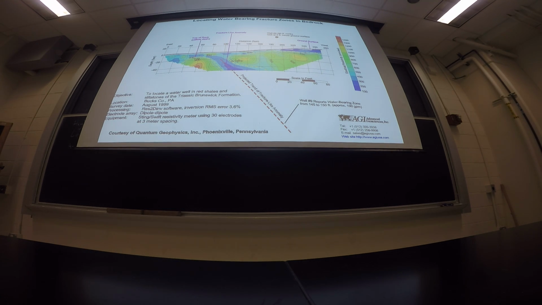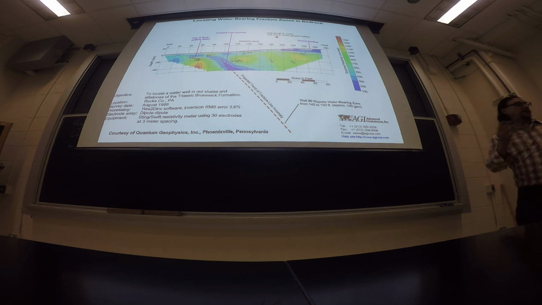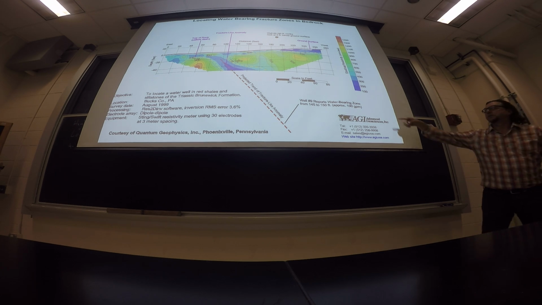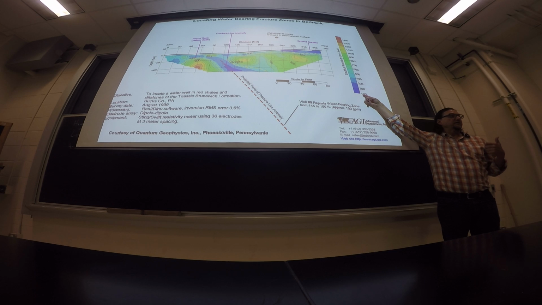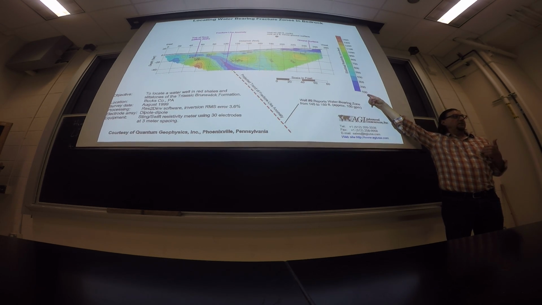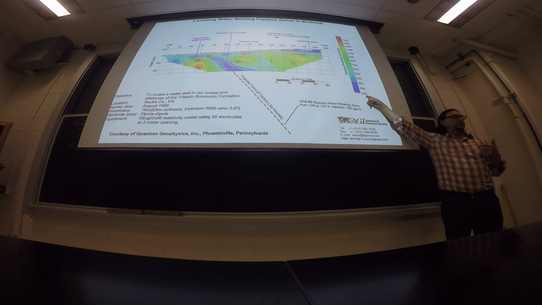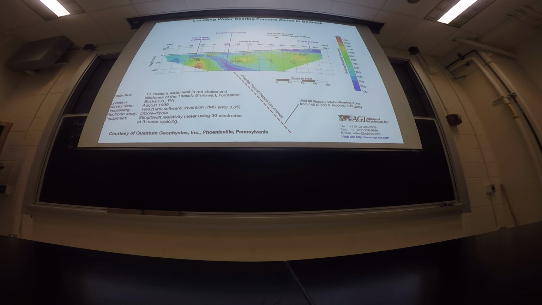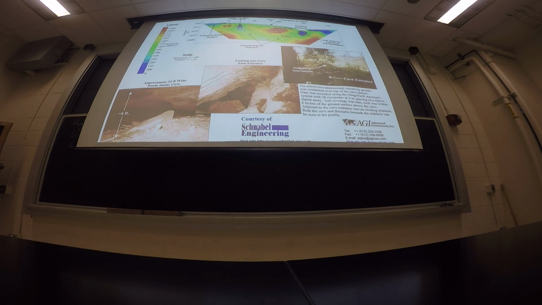Yes, it's electrically conductive, so that means it has more fluid. This is resistivity, not conductivity. So high resistivity is red, low resistivity is blue.